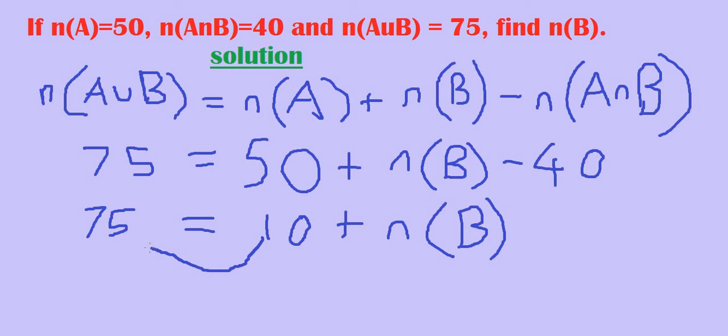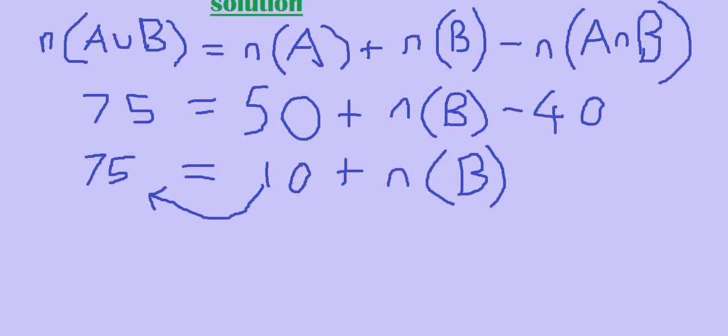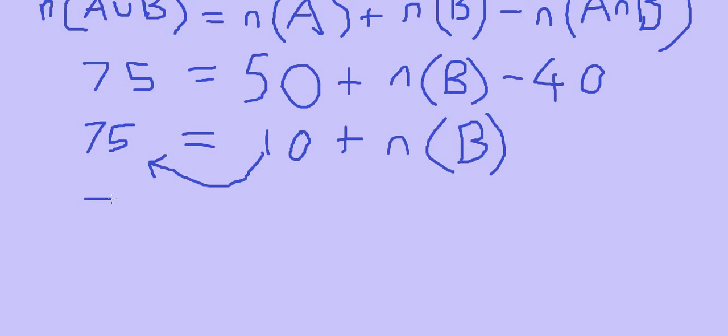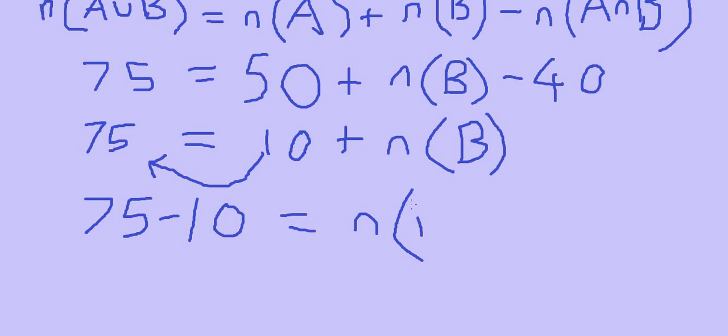It is positive. When it comes here, it is going to be negative. So then we are going to have 75 take away 10 equals number of B. So 75 minus 10 is 65. 65 equals number of B.